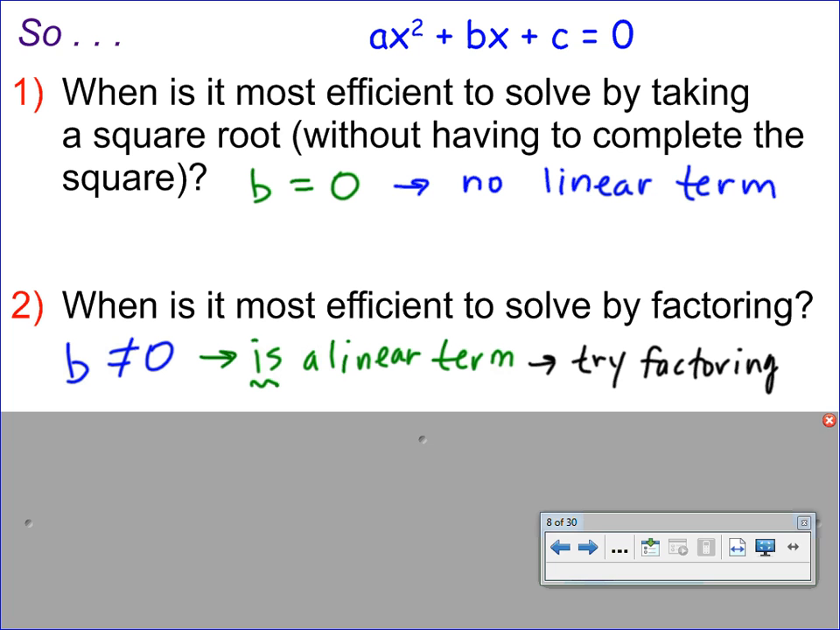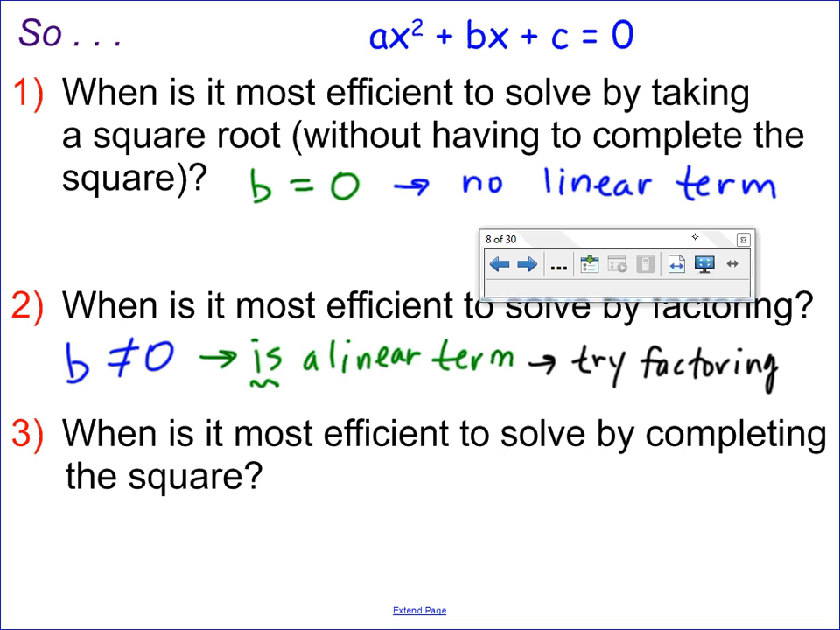And finally, if I'm unable to factor it, but I still have an x squared and an x term mix, that is b doesn't equal 0, right? But I can't factor, then I'll use completing the square. That's kind of the last thing on my list. I'll try factoring first because I think it's more efficient. Then if I can't factor, then I'll go ahead and do completing the square.